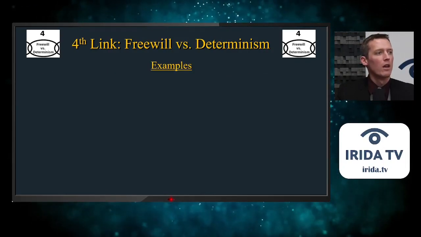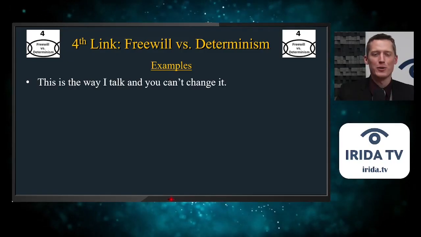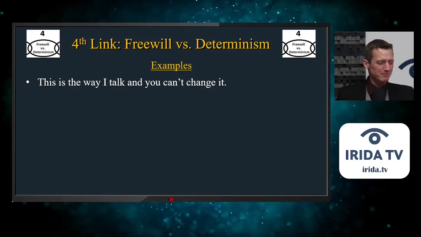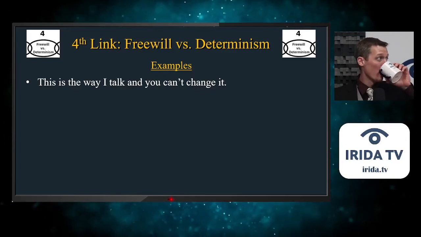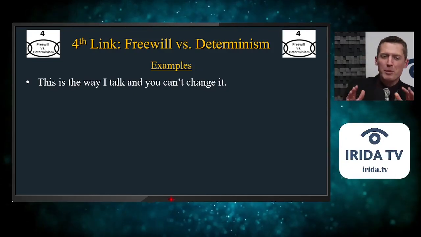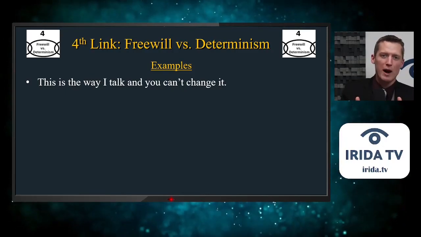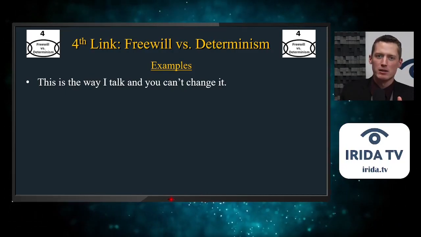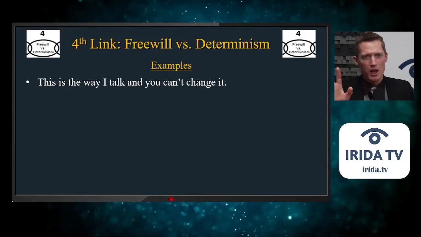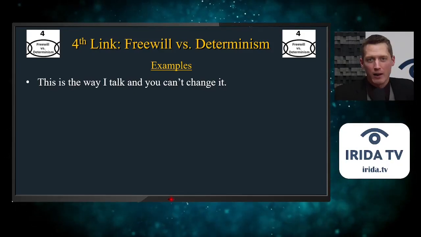Okay, so let's look at some examples. This is the way I talk and you can't change it. Ever had anybody say that to you? I love it when people say that to me now. What someone is saying, this is the way I talk and you can't change it, is they're ascribing a deterministic aspect to something that is free will. Now, let me preface that by saying, maybe I've been smoking my whole life and this is the way I talk and you can't change it. Yeah, okay, in that case it's true.